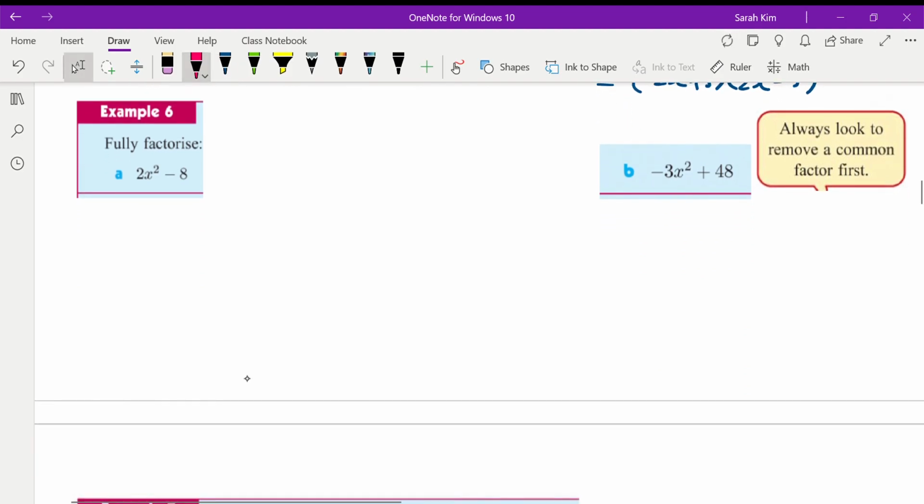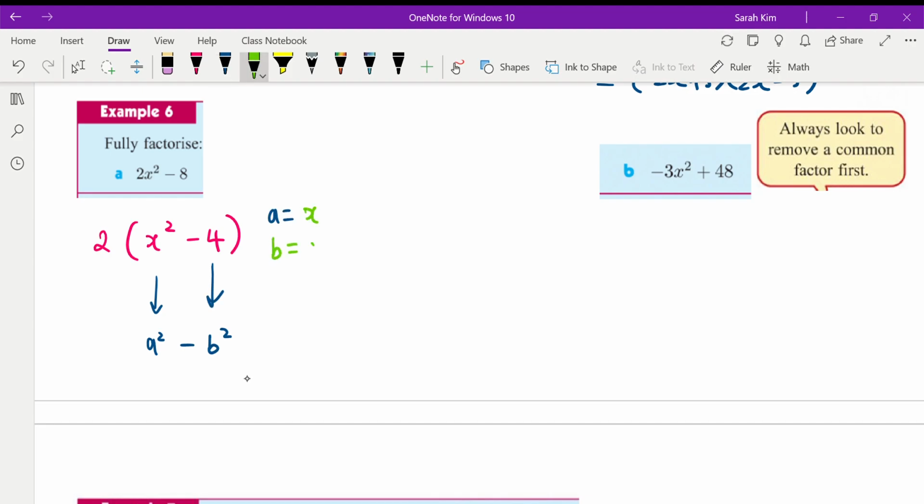Okay, this one again, same thing, a squared take b squared, but just notice this little side note, always look to remove a common factor first. And I know this because 8 is not square rootable. So if I try to get a common factor out first, they're both divisible by 2. So this is what I will get, and then I can line it up with my difference of 2 squares and identify my a and b. A is x, b is 2, so therefore my bracket will look like, you can't forget the 2, so you need to write it, so it'll be x plus 2, x minus 2. Please do not forget this 2, we just have factored it out to make your life easier, but it doesn't mean it's gone.